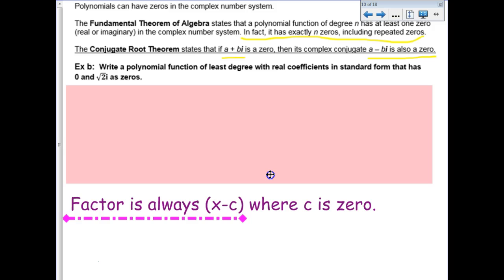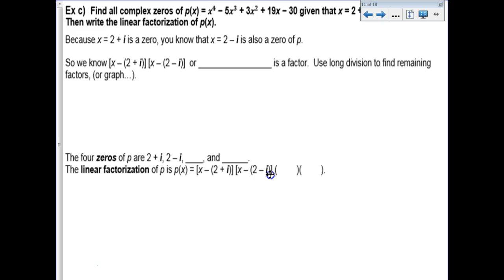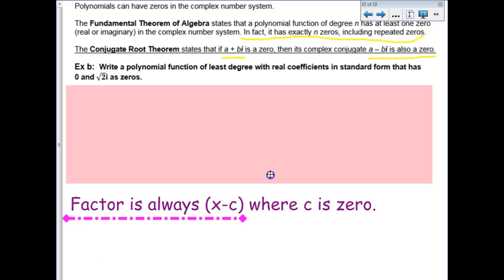Okay. All right. Are we on the back yet? No. All right. So example in your notes here. Where's this example? Oh, right there. It says, write a polynomial function of least degree with real coefficients in standard form that has a 0 at 0, so there's one of them, and then has square root of 2i as a 0. Now, I don't really like the way that looks. Usually we write it as i square root of 2, but you know what they're trying to say.